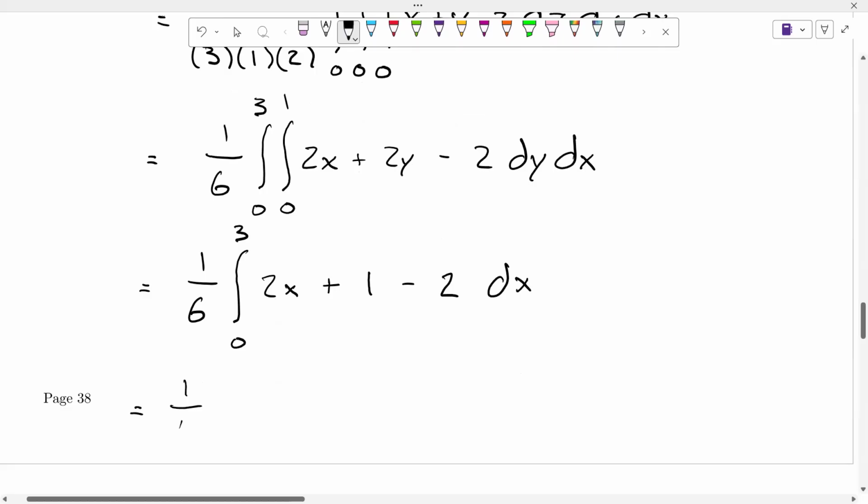So to do this thing one last time, 2x squared over 2, so just x squared, from 0 to 3 is 9. Plus 1 minus 2 is just minus 1. So integrate -1 dx from 0 to 3, I'll get just 3. So I get 1/6 times 6, which is 1. Ta-da! Thanks.